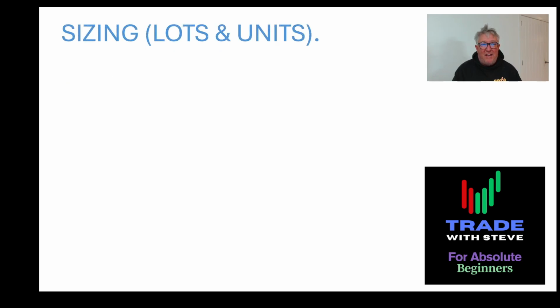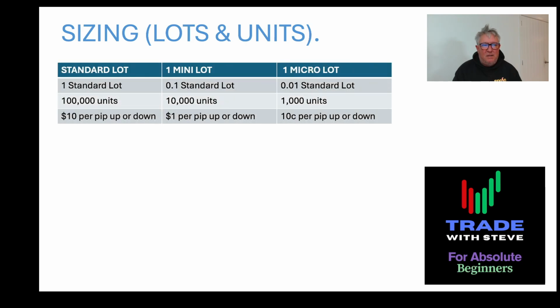Okay, I'm going to talk about sizing now, talk about lots and units, and this is a bit of jargon, but it's the way that we measure the size of our trades, or our positions as they're called. And there are 3 different sizes of trade. What we call a standard lot, a mini lot, and a micro lot. Now a standard lot is the biggest size we can trade. It's effectively 100,000 units. So if I'm buying one lot on the Euro USD, I'm buying 100,000 euros.